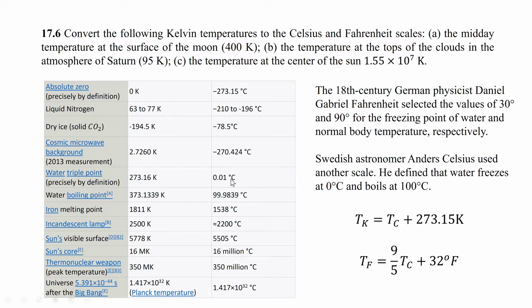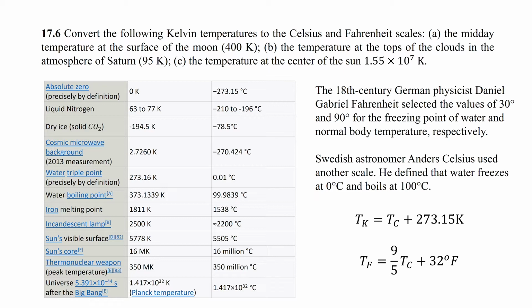And if we keep decreasing the temperature, we know the microwave background in the universe is this one, and dry ice has a temperature of negative 78, also in Celsius. And if we want to get a lower temperature, we have liquid nitrogen. The liquid nitrogen is this low. So the next question is: can we go lower?